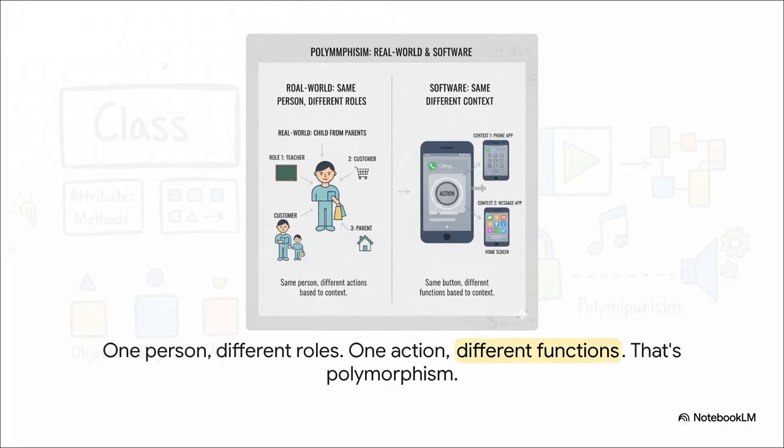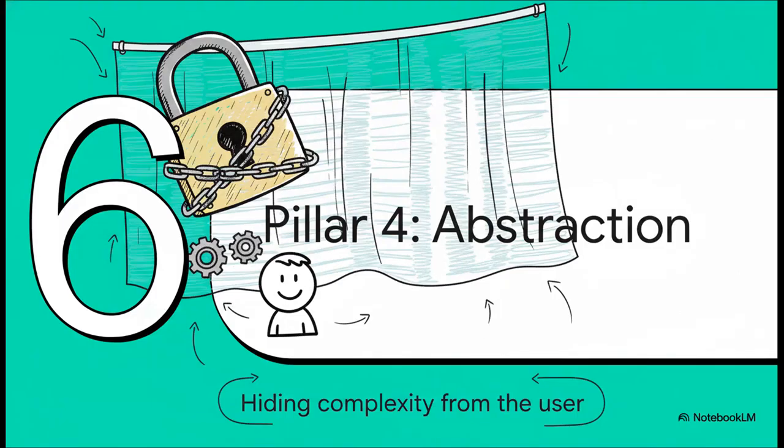Here's a great example from real life. The same person acts differently depending on their role, right? They're one way as a teacher, another as a customer, and another as a parent. Or just think about the main button on your phone. In a call, it hangs up. In a messaging app, it sends. One button, many forms, different behaviors based on the context. That's polymorphism. And that brings us to our final pillar, abstraction.